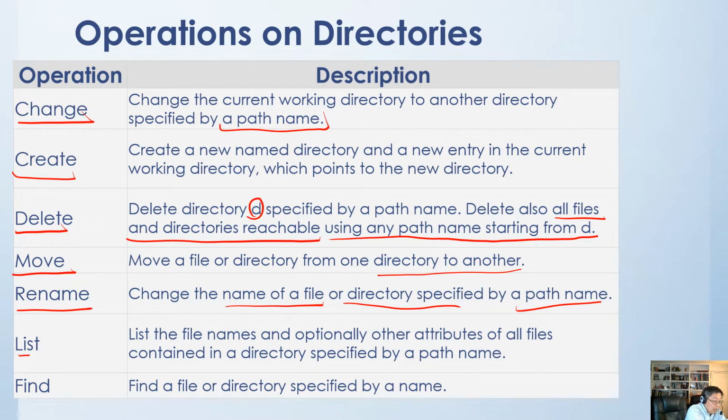List basically lists file names and optionally other attributes of all files contained in the directory specified by the path name. Find locates a file or directory specified by name; this command allows you to find either the file or directory using the name. The specific syntax and semantics of the operations vary between different operating systems.